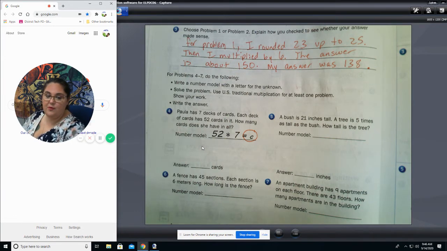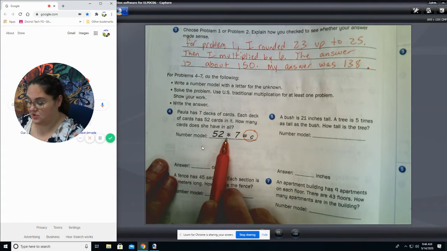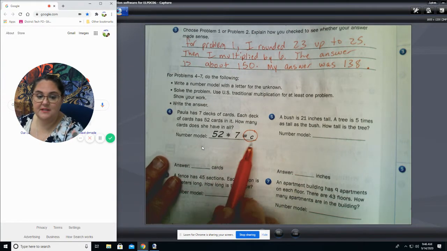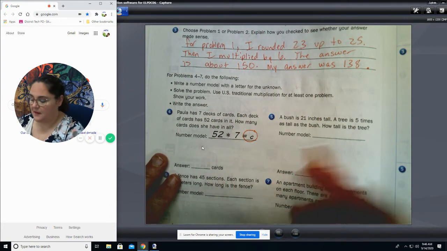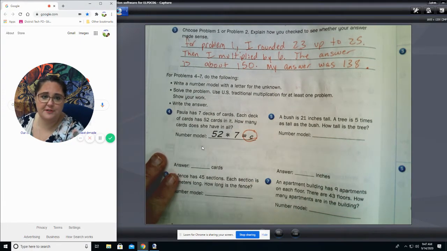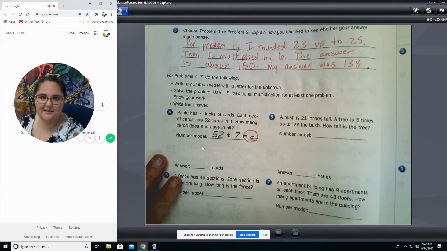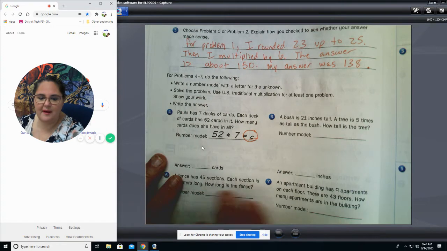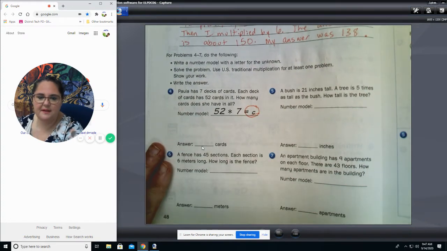All right, number 4. Okay, Paula has 7 decks of cards. Each deck of cards has 52 cards in it. How many cards does she have in all? So they did 52 times 7 equals C. Notice they chose C for cards. Find an easy way to do it. Absolutely. We're going to go ahead and write our number models, and then we will do our math.